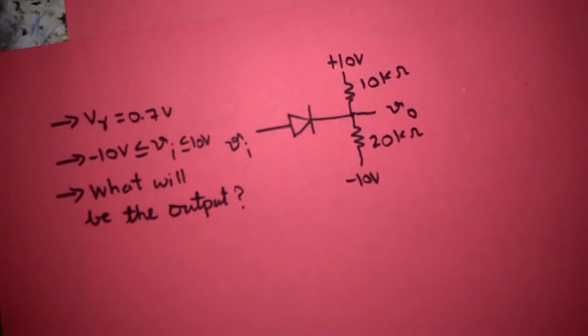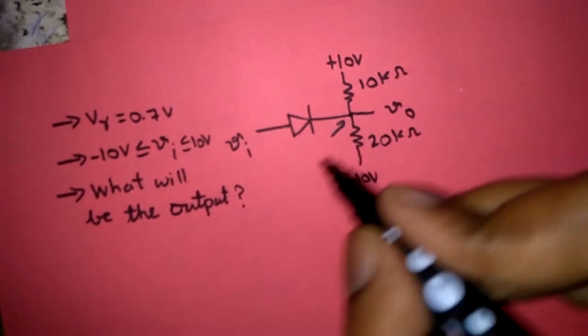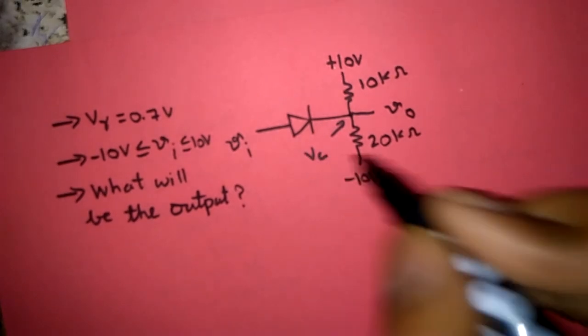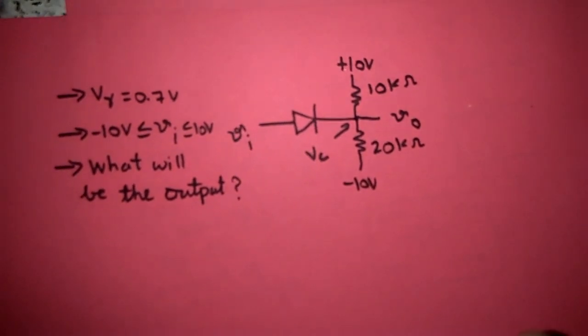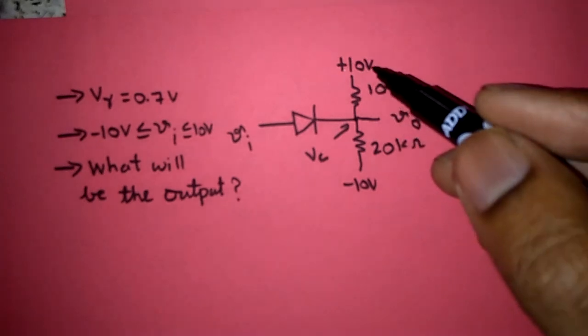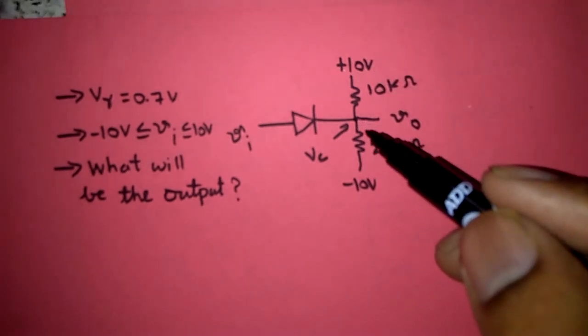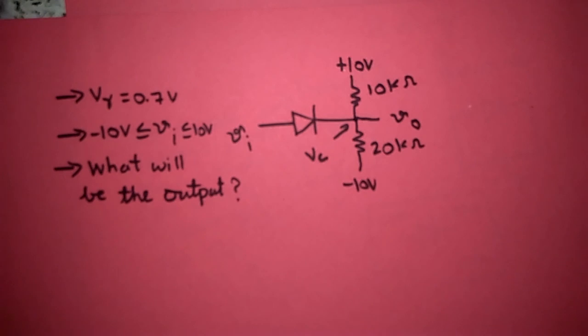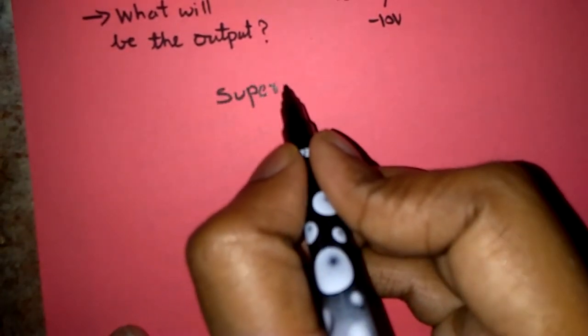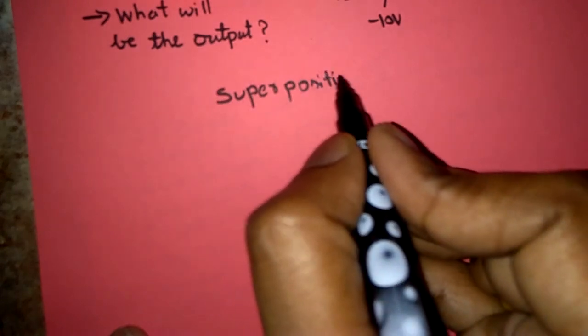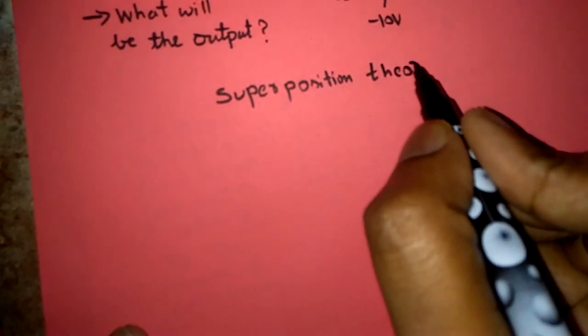So what we have to do? Suppose the voltage at cathode is Vc. First we have to find this Vc. Why? Because this voltage is fixed one. Because we connected two fixed voltages at this point, so the voltage at cathode is fixed. If we know the voltage at cathode, we can judge by comparing the input whether the diode is in forward bias or reverse bias. For that we have to use superposition theorem. Why do we have to use superposition theorem?